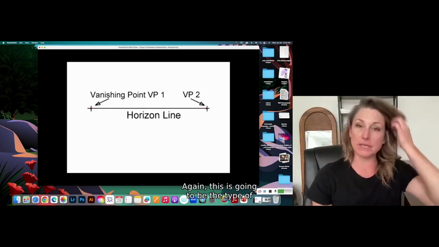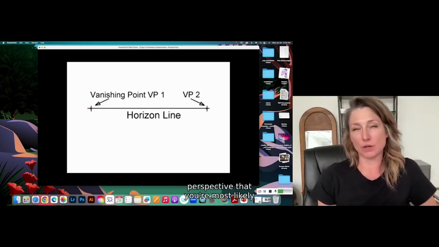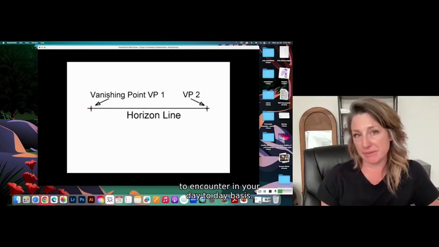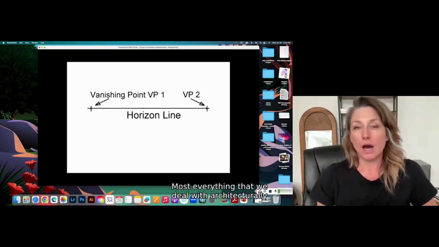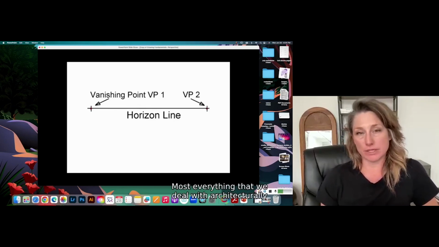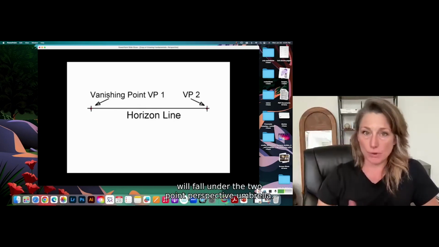Again, this is going to be the type of perspective that you're most likely to encounter on your day-to-day basis. Walking around, side of a building, edge of the sidewalk. Most everything that we deal with architecturally will fall under the 2-point perspective umbrella.